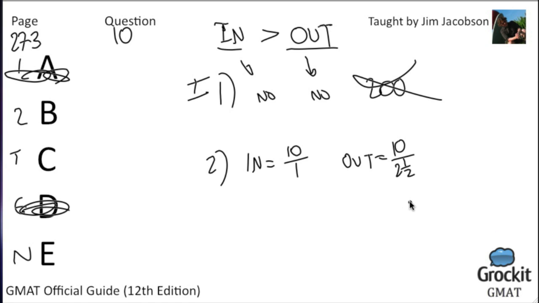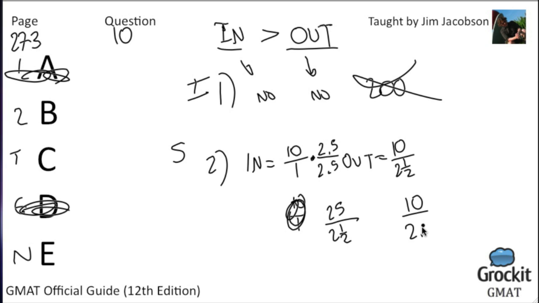That gives us the in rate and the out rate, and that's enough to tell us it's sufficient. But in order to make it look more like if we were really solving it, we would multiply this guy times 2.5 over 2.5, so we would get 25 over 2.5, and then the out would stay 10 over 2.5.